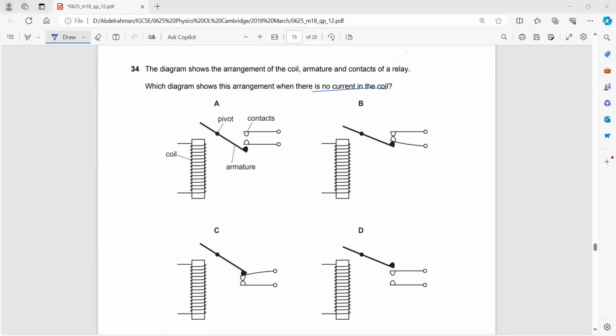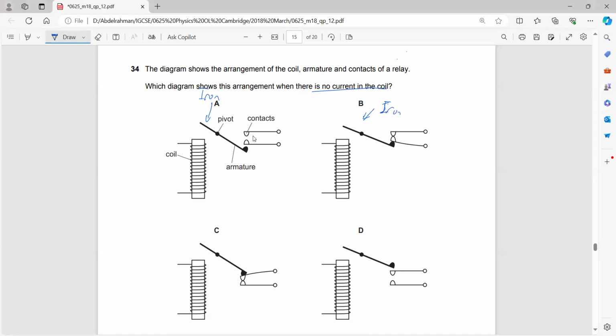Okay, when there's no current in the coil, it will not be magnetized. This coil is now not a magnet, so it will not attract the armature. This armature is made of iron.